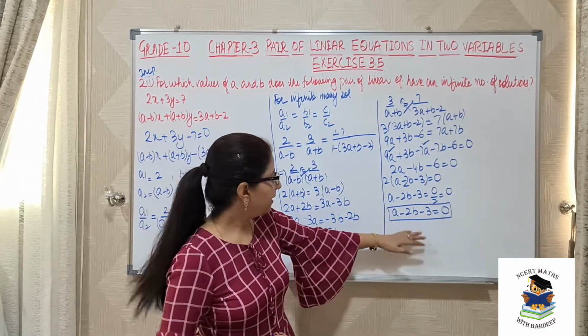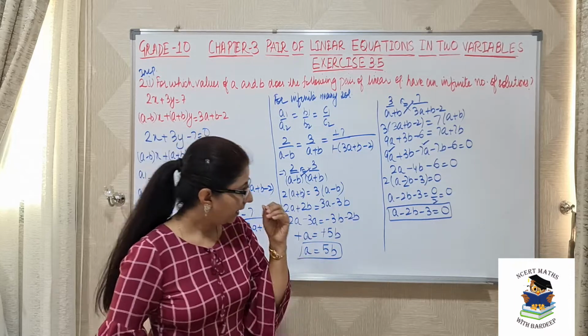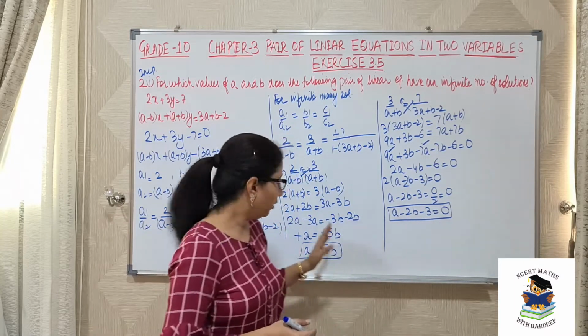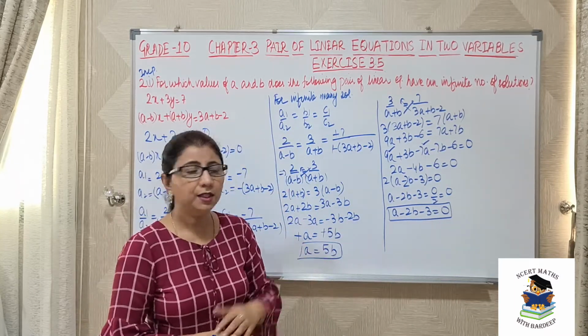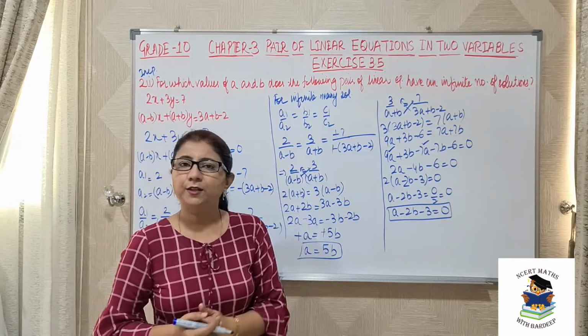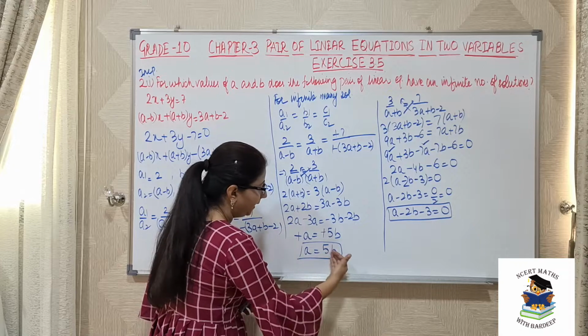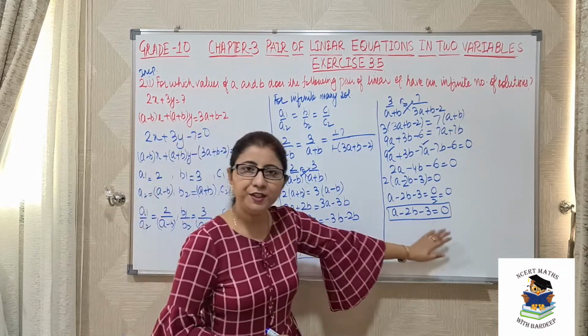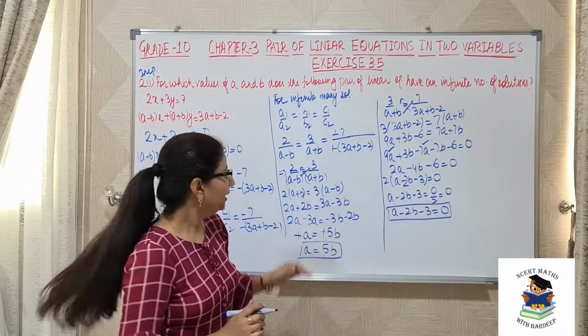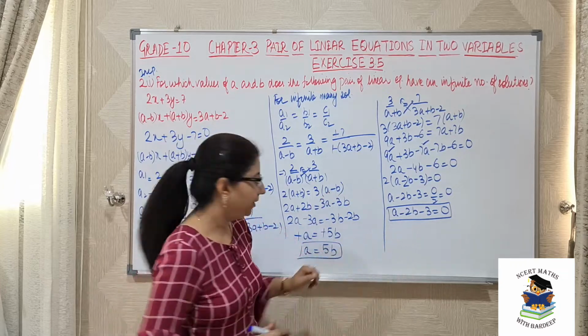So now after this step you are free to use any method to find the solution of these two variables a and b, because they have not specified which method we should use. So here I am directly getting a as 5b. I will substitute it here to find the value of b. So I am using the substitution method here.